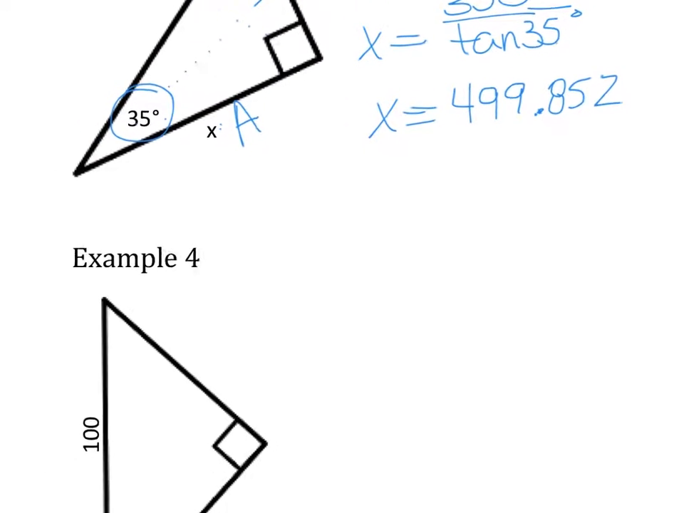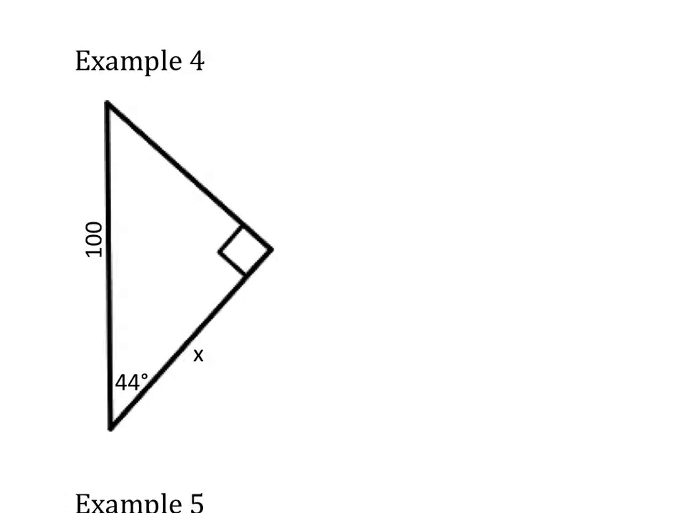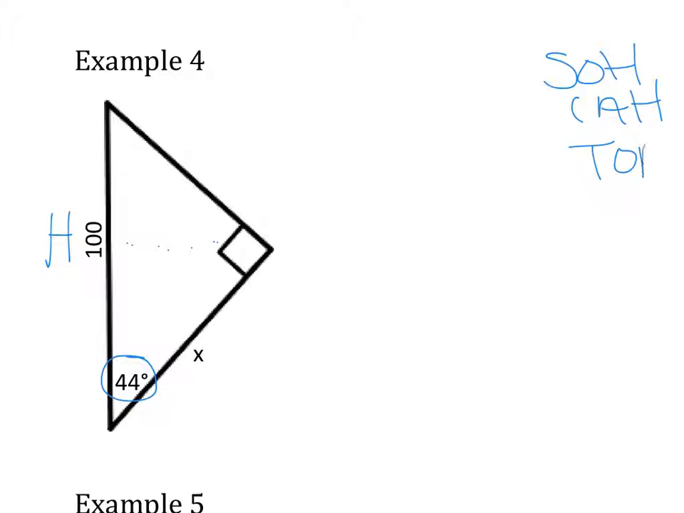All right, on to example 4. Okay. Here's example 4. Here's my anchor angle. I look, the 100 is across from the 90, so that's my hypotenuse. So on my SOHCAHTOA here, if I don't have an H, I cross it out. So TOA's out. Okay? Then my x, the side they want, it's not across from my 44, it's right beside it, so it's my adjacent. So SOH is out because there's no A.